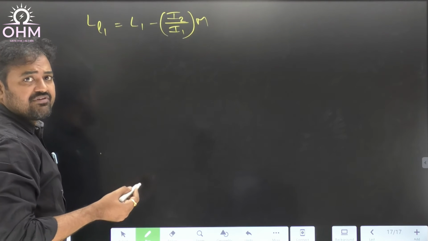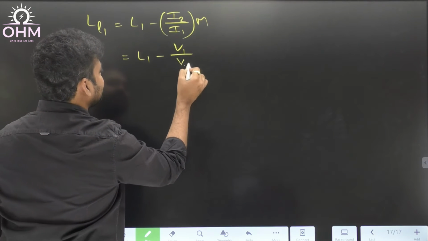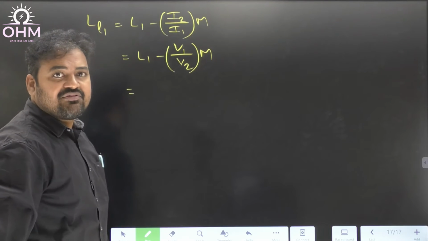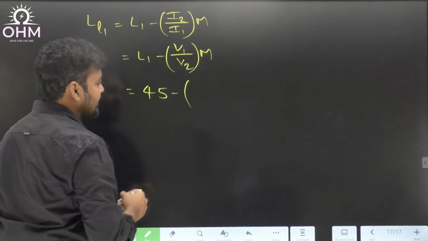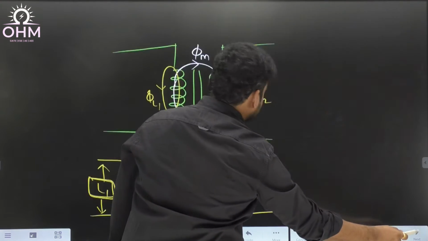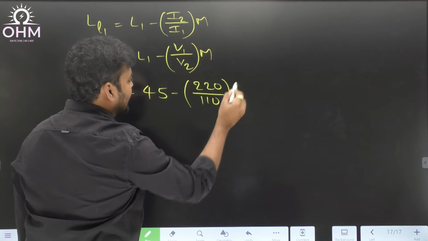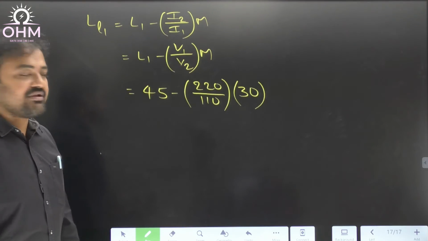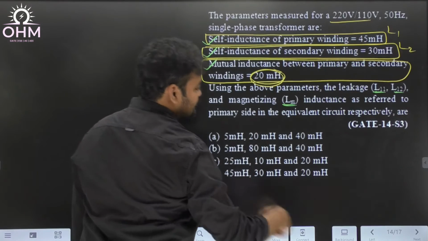Can I say I2 by I1 is nothing but V1 by V2? So this is V1 by V2 times M. So what is the total inductance on the primary given? Yes, the total inductance on the primary is 45 millihenries. According to the question, if you go back to the question, V1 by V2 is 220 by 110. And what is the mutual inductance given? Yes, the mutual inductance is given as 20 millihenries.